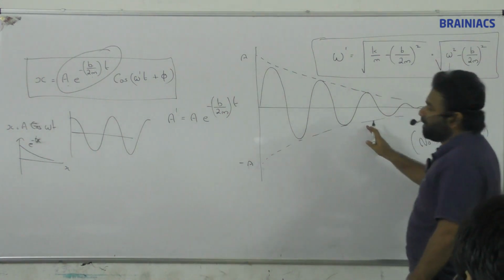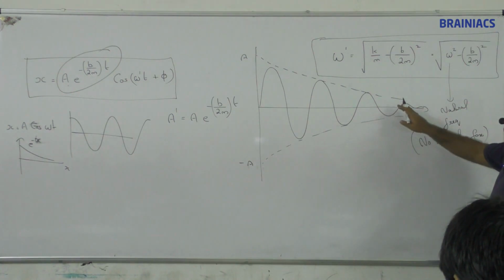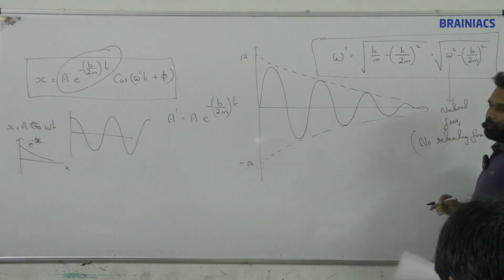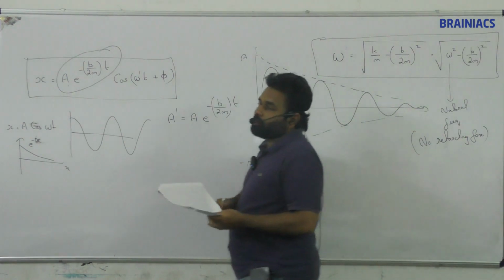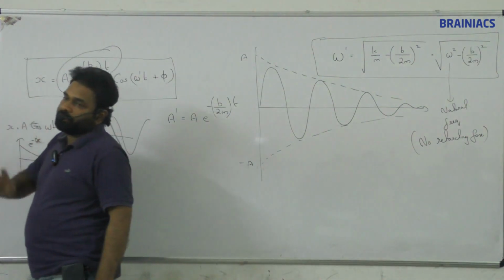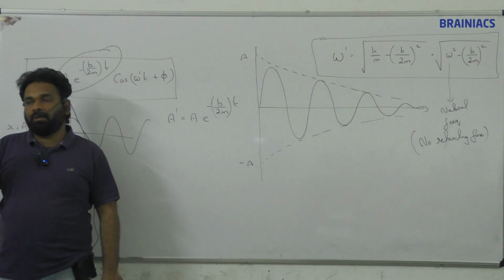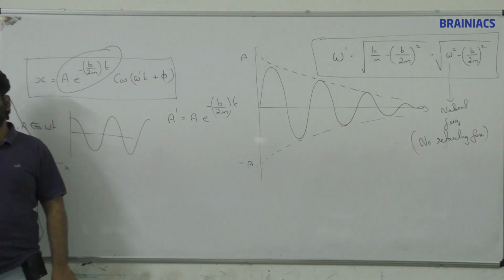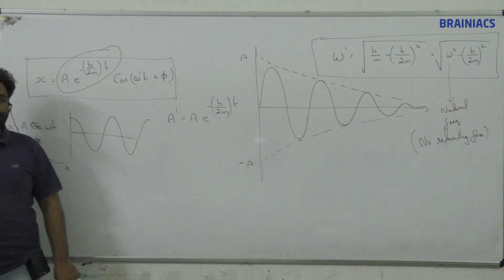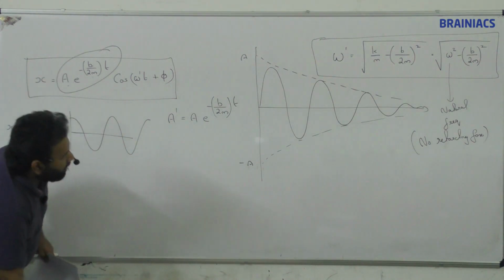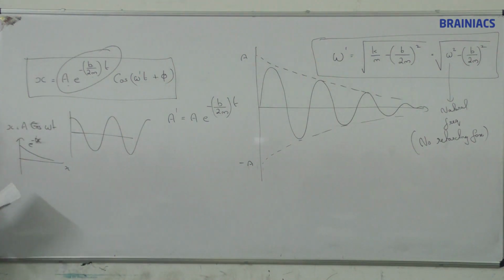So the figure which I have shown is slowly decreasing. If the damping is very strong, the oscillation will stop right there. That is called over damping, critical damping, under damping. These things are there, I will give that also.